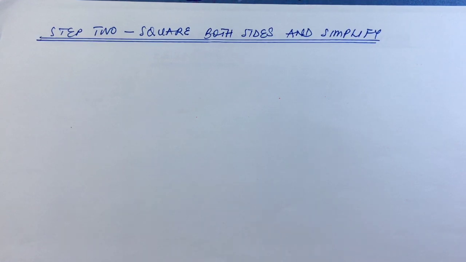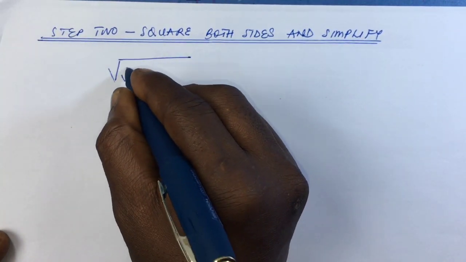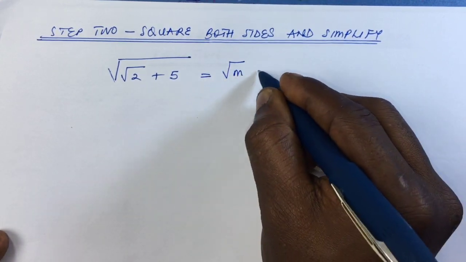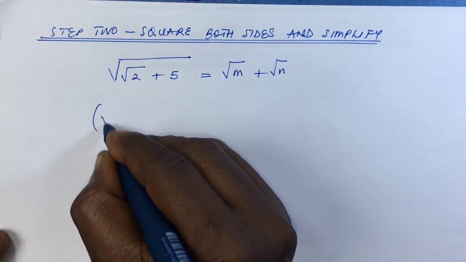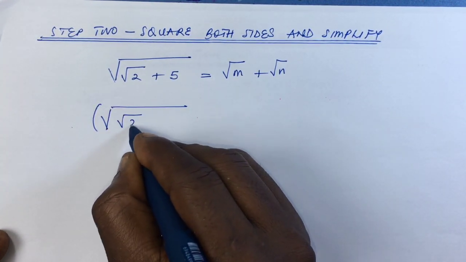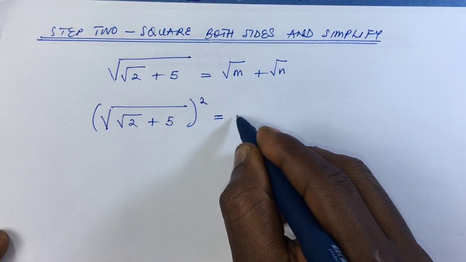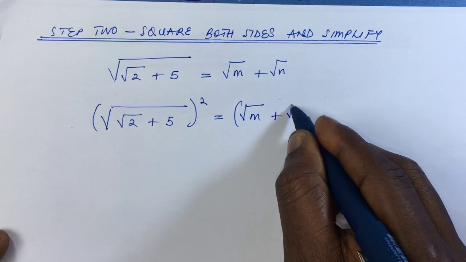In step 2, we are going to square both sides and simplify. We are going to square both sides of the expression we obtained previously. What we obtained earlier on was this: the square root of root 2 plus 5 should look like the square root of root m plus root n. Now, we are going to square both sides. Squaring both sides means the square of the square root of root 2 plus 5 would equal the square of the square root of root m plus root n.